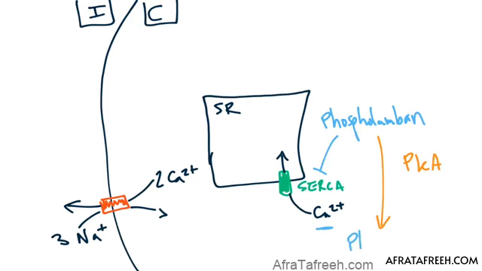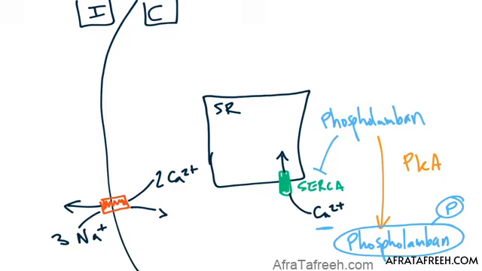PKA phosphorylates phospholamban. I'll just draw a P here to indicate that phospholamban has been phosphorylated. So when phospholamban is phosphorylated, it no longer inhibits SERCA. This means cytosolic calcium can enter the sarcoplasmic reticulum and the heart can relax. The ratio of phosphorylated phospholamban to unphosphorylated phospholamban is the major determinant of how much calcium is pumped back into the SR, or sarcoplasmic reticulum.